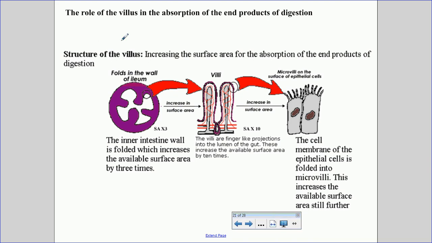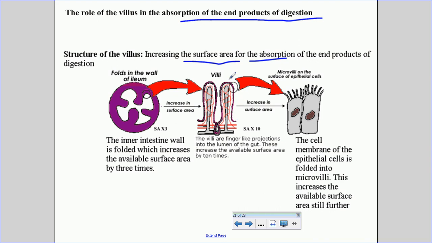So we'll quickly go through the role of the villus in absorption of the end products of digestion. The villi are structured so that they increase surface area for maximum absorption of end products of digestion. If this is our small intestinal tract, you'll get these folds on the intestinal wall, which help increase the surface area. On those folds are finger-like projections called villi, which help to increase the surface area over which absorption can occur.